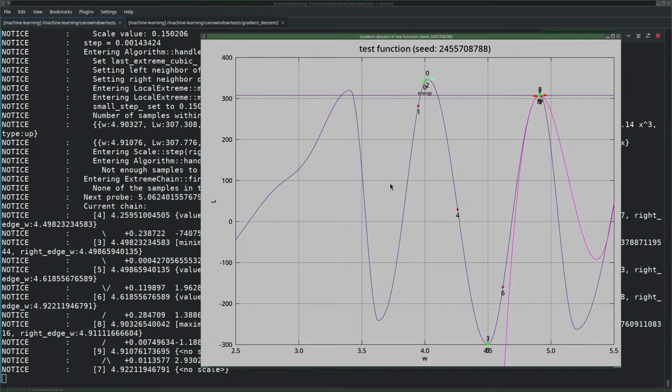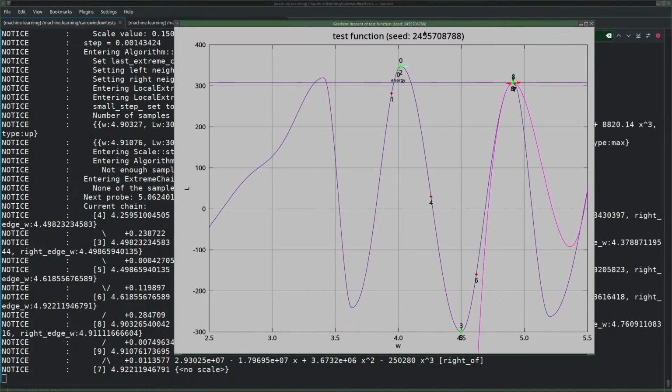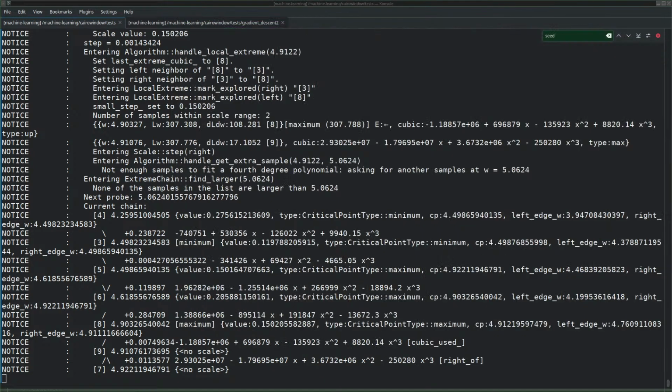You know, I'm not even using the fourth degree polynomial, not even fitting it now. Sorry, that's nonsense. Why am I not seeing my fourth degree polynomial fit? So look, not enough samples to fit a fourth degree polynomial. Asking for another sample at 5.06.